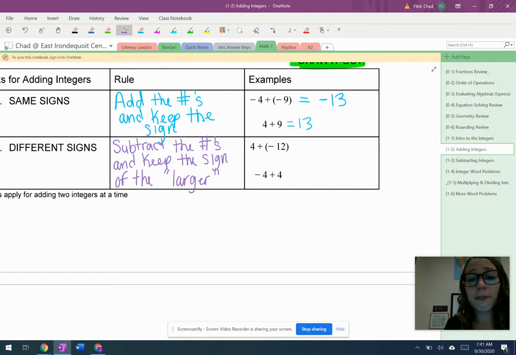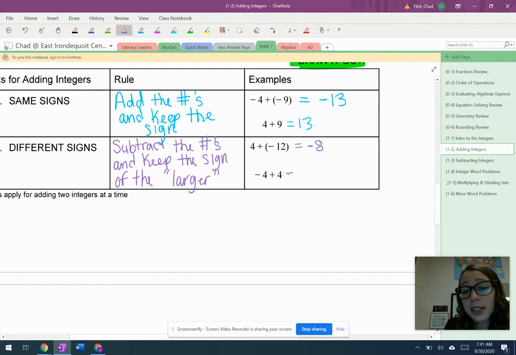Okay, so -4 plus 12. Those are different signs, so I'm going to subtract them. 12 minus 4 is 8: 12, 11, 10, 9, 8. So 8, subtract, and keep the sign of the larger. What do I have more of here? If I were to draw this out, would I have more positives or more negatives? I would have more negatives because there's 12 of them. So that means my answer is going to be -8, because there's more negatives left.